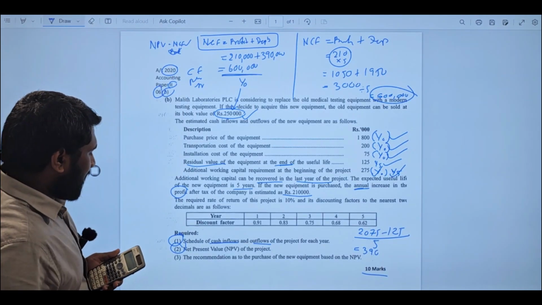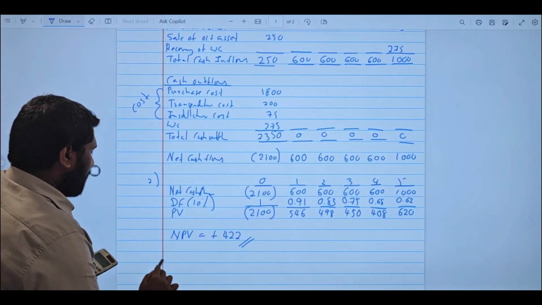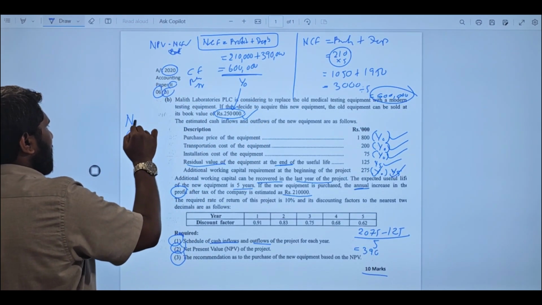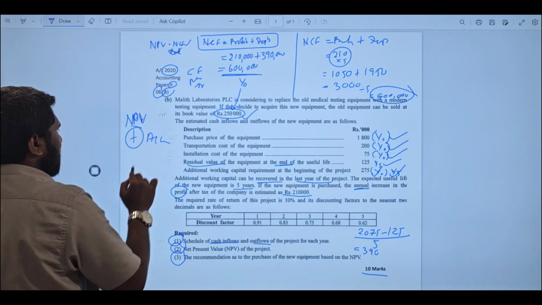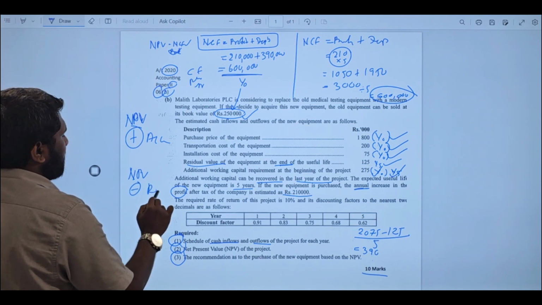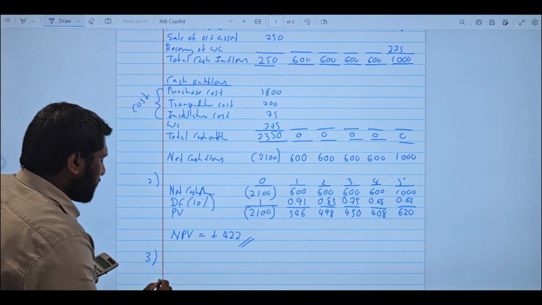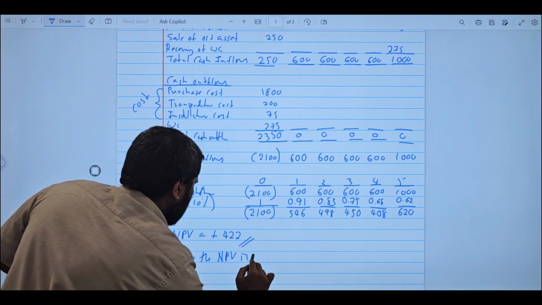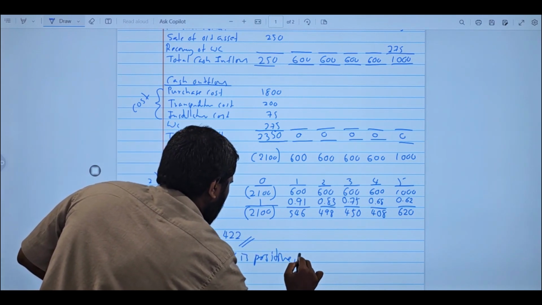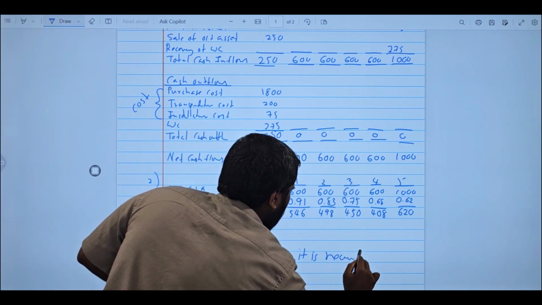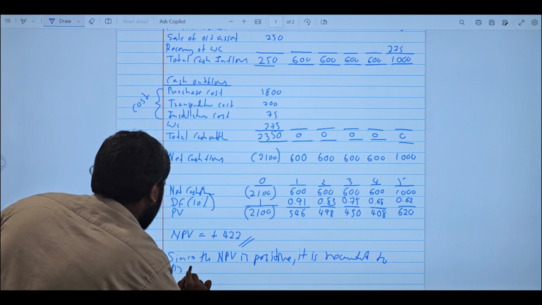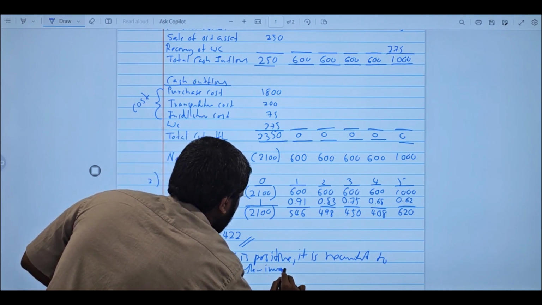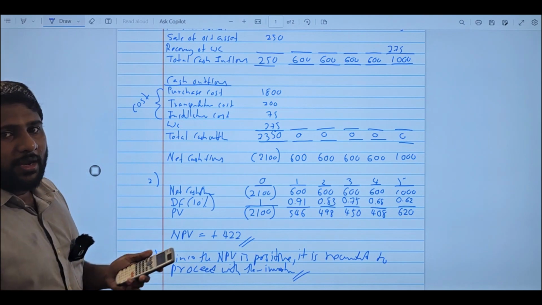So in part 3 of the question, they are asking for the recommendation. If the NPV is positive, accept it. If the NPV is negative, reject it. So this is a positive NPV, so you can write the recommendation: since the NPV is positive, it is recommended to proceed with the investment. So this is how you can do an NPV calculation.